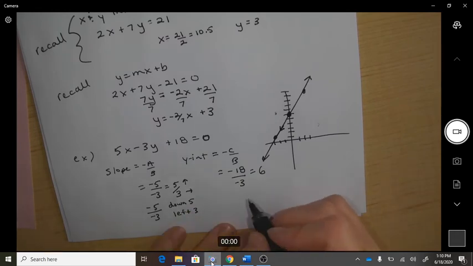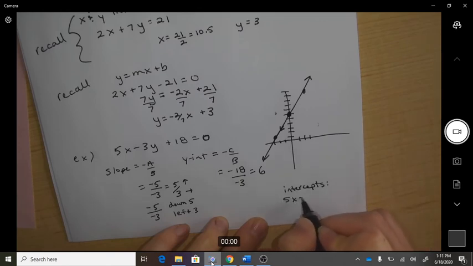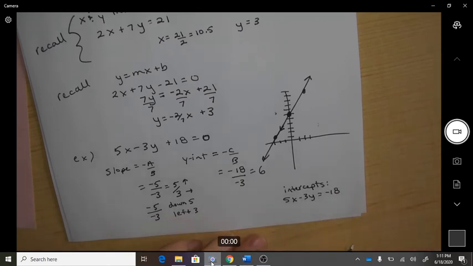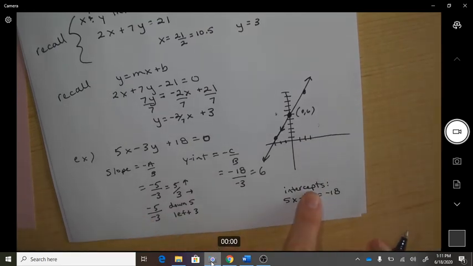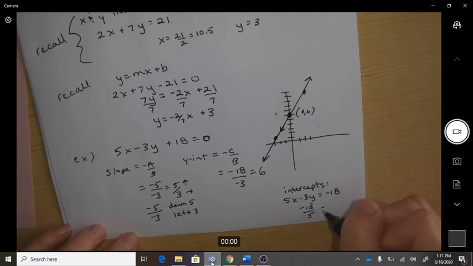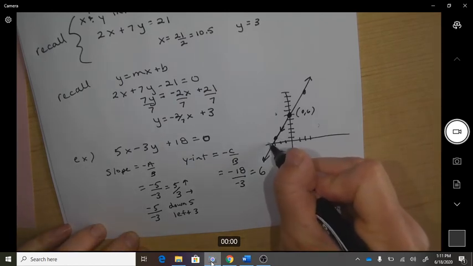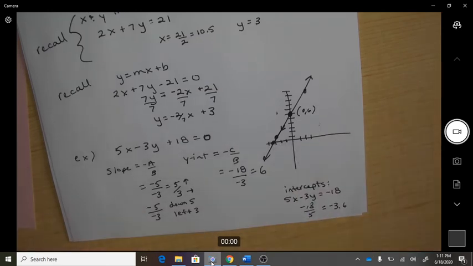Okay, covering, if you want to double check your intercepts. Okay, we would cover that up. We knew that was 6. And if you cover that up, you would get negative 18 over 5. So if you think about where that is, it would be at negative 3.6. So it would be right there, which makes sense. Okay, so that is general form.